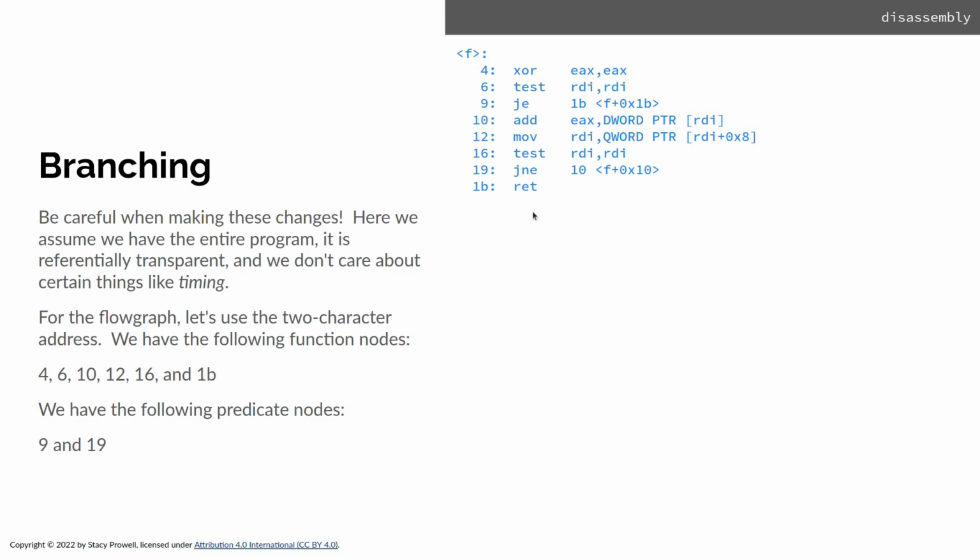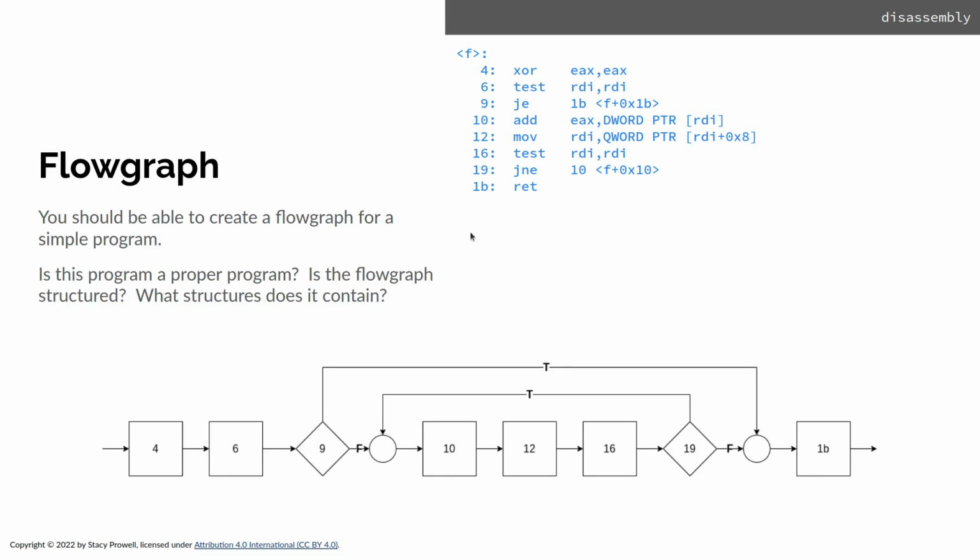Okay. We want to turn this into static single assignment code, but it's got branching in it. What does that look like? Well, let's build the flow graph for it. So I'll just use the address to label the nodes, and I wind up with this. Here's the flow graph for this little program, and it turns out to look pretty simple.